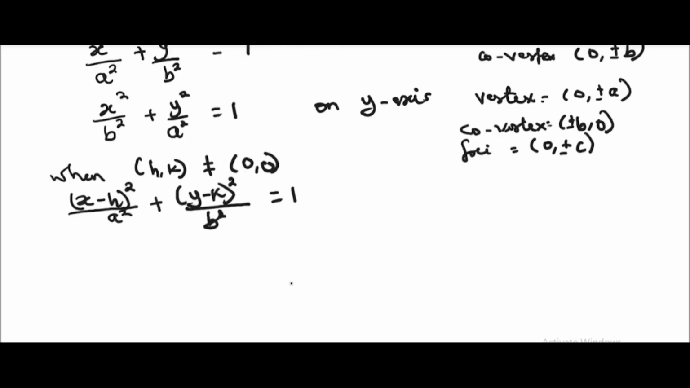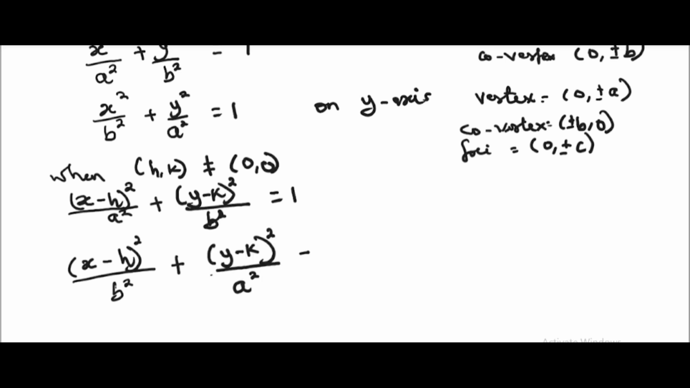Then if it's on the y-axis, it will be (x minus h) all squared over b squared plus (y minus k) squared over a squared is equal to 1. The foci, the vertex, and all that will remain the same.